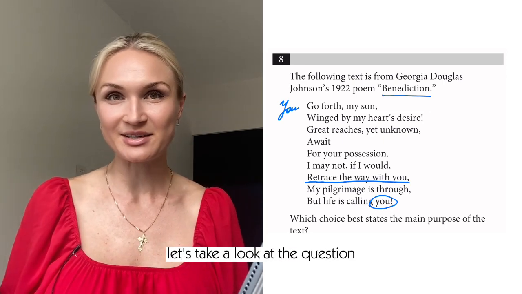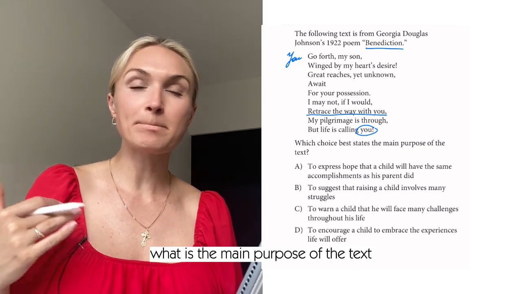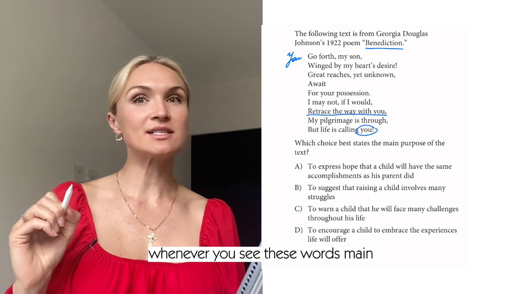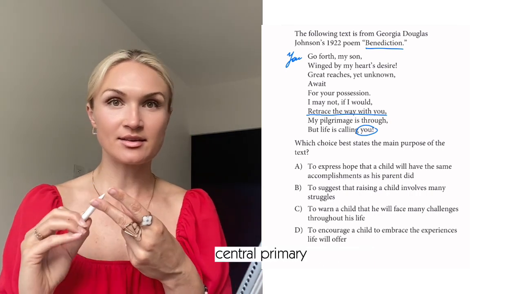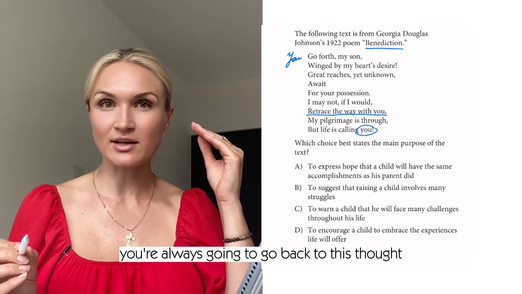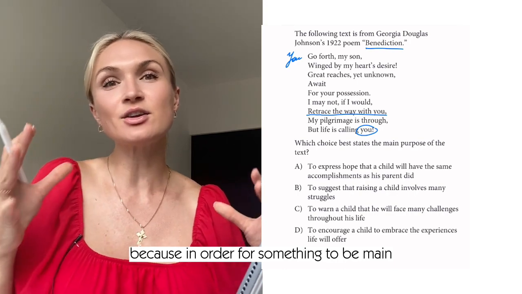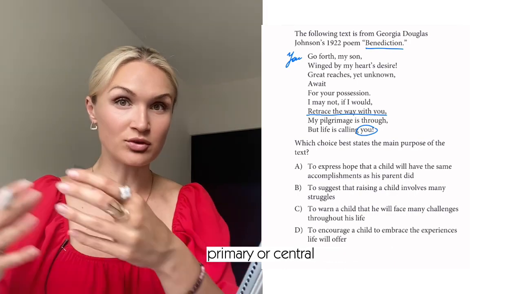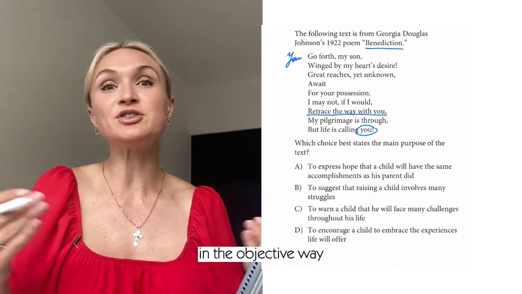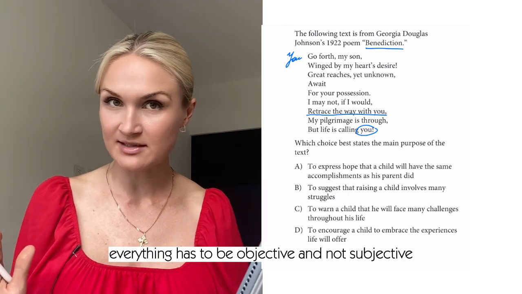Let's take a look at the question. So here the College Board is asking you, what is the main purpose of the text? Whenever you see these words, main, central, primary, you're always going to go back to this thought. What is something that gets repeated more than once? Because in order for something to be main, primary, or central, in the objective way, on the College Board, everything has to be objective and not subjective.